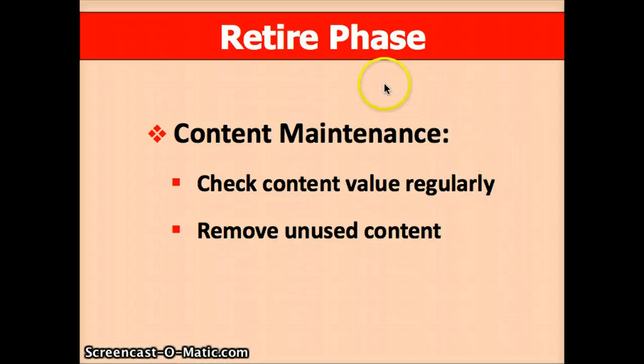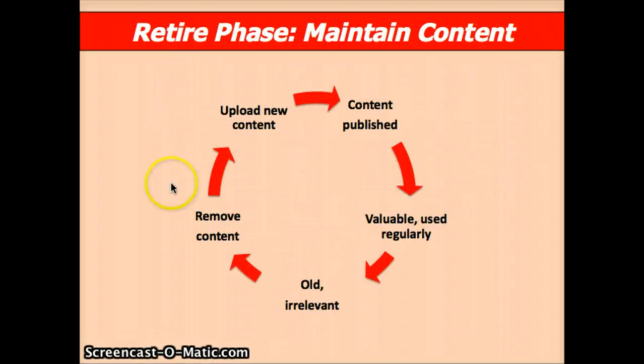The last phase is the retire phase, and this is maintaining the content on the site, making sure that it's still valuable, making sure that it's used, and if it's not, it needs to be removed. So this diagram here is basically the life cycle of content on a website. The content gets published. It should stay valuable and used regularly. If it's not, in your regular checks, you see that it's not, and it's old and irrelevant, that content should be removed, and then eventually new content is uploaded.